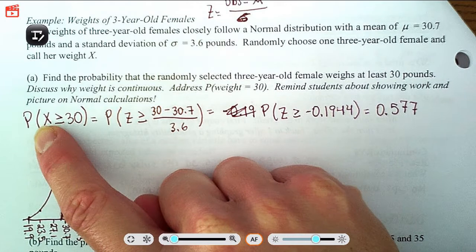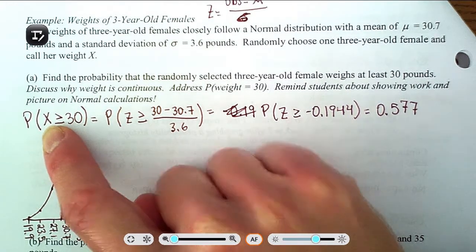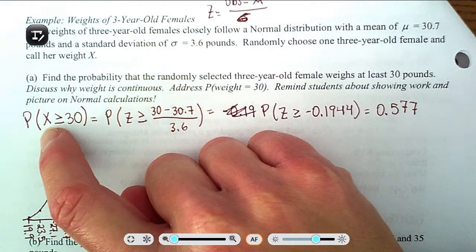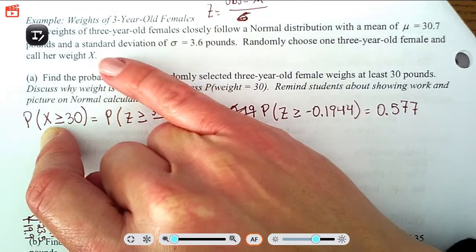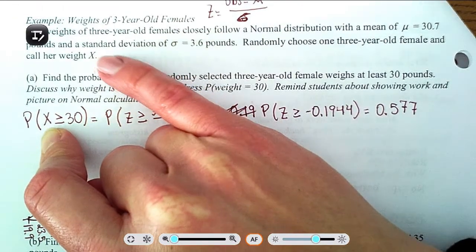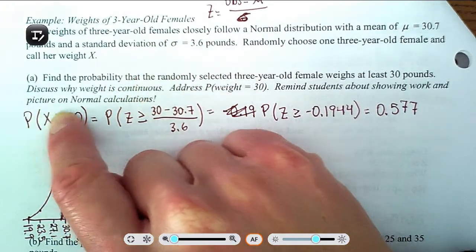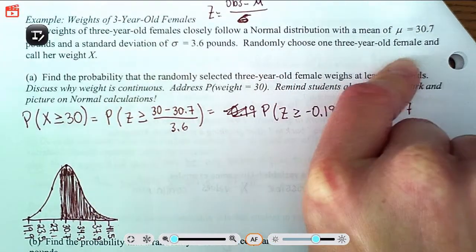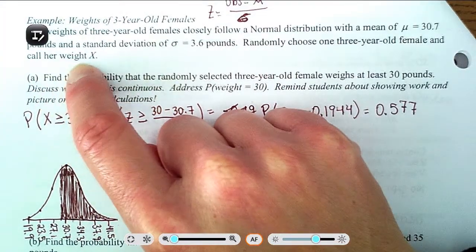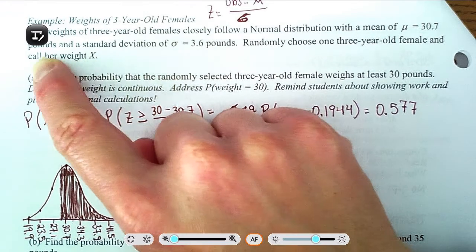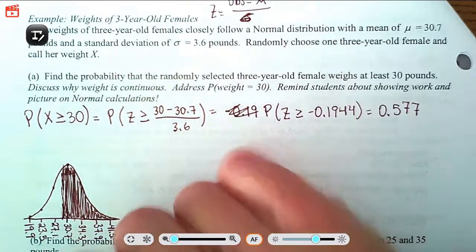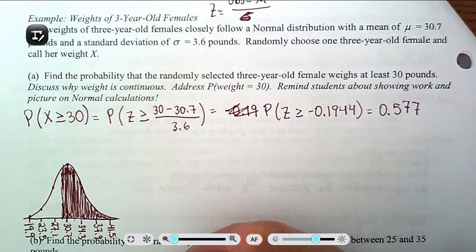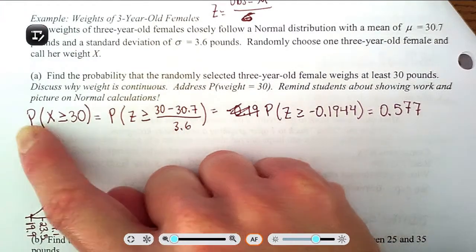So the probability that x is greater than 30, now pause here. The only reason you can jump into using a random variable is because they defined it. If they didn't define it, then you would need to start with a phrase like that. Let x be a randomly chosen 3-year-old female's weight. Then you can jump to here.